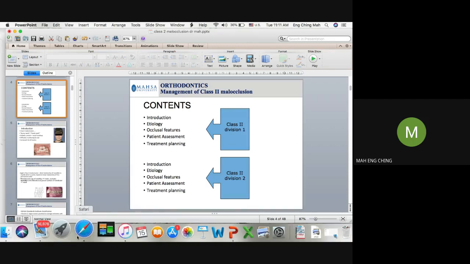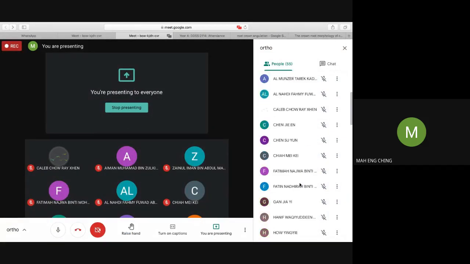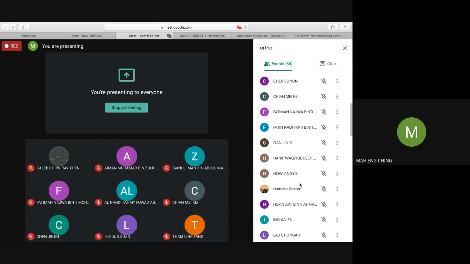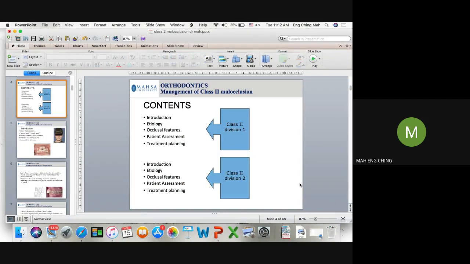Okay, can someone tell me how you're going to treat this class 2 division 2? Then maybe we go to Ganjai. Yes, doctor. Okay. Tell me how you're going to treat this class 2 division 2. Correct the incisor angle to between 125 degrees to 135 degrees. Oh, very good. You memorized the value. Okay, how are you going to correct this upper and lower incisor angle, or inter-incisor angle? How are you going to do that?